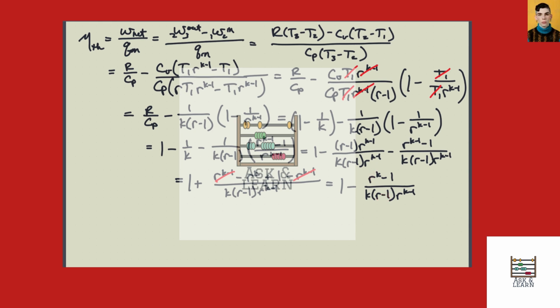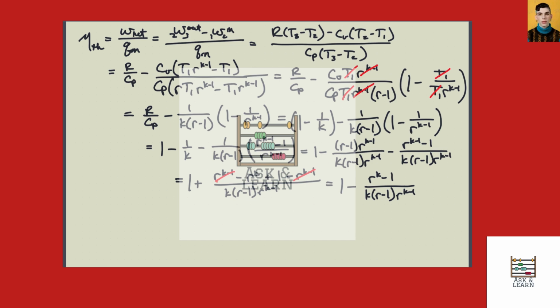And then we could plot this and figure out how we could improve the efficiency. Changing the gas, we could change k. Changing the compression ratio, we could change the efficiency. I'm pretty sure as the compression ratio goes up, the efficiency will go up.